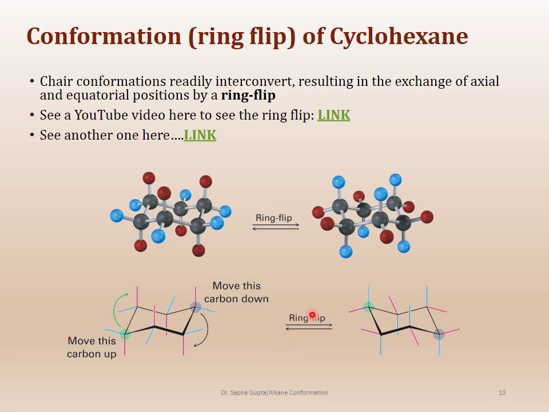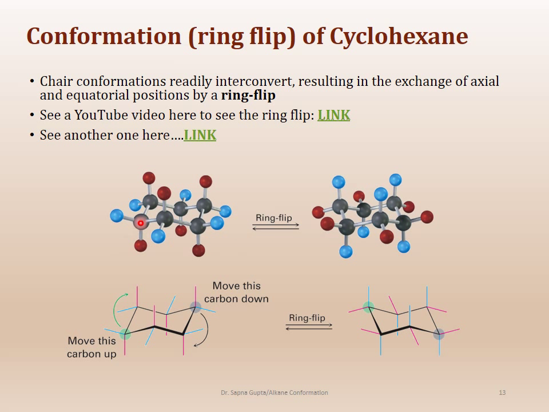The ring flip. This is the most interesting part of the conformation, because after all, this is the conformation, okay, for cyclohexane. I would really like you to go to these two links over here and see how the ring flip works. There's some nice animation, and then there's a professor showing the ring flip also. I will show this to you in class, but you can go over here in case you're studying this on your own. Okay, and so a ring flip is when you move one carbon up and the other one down.